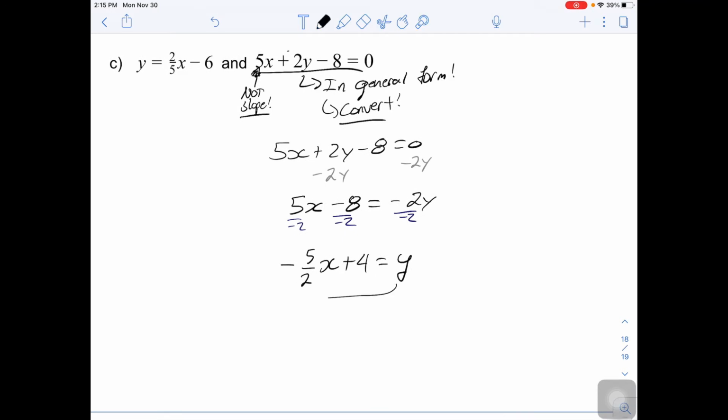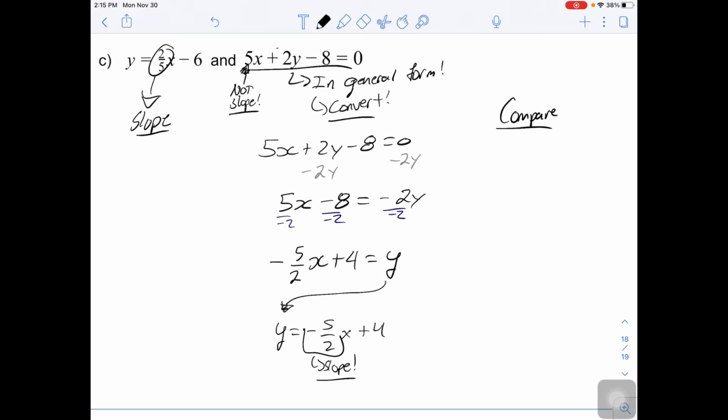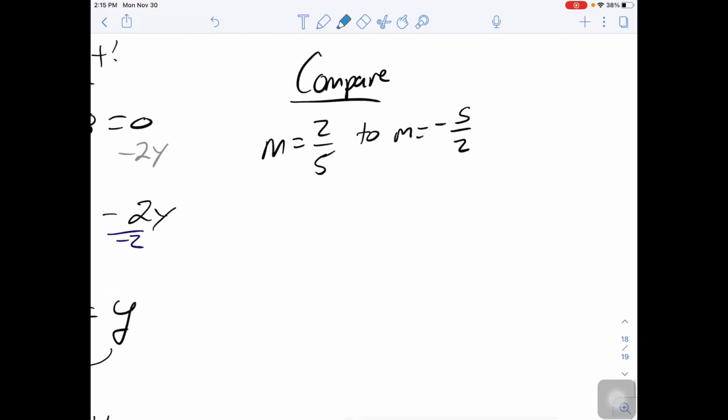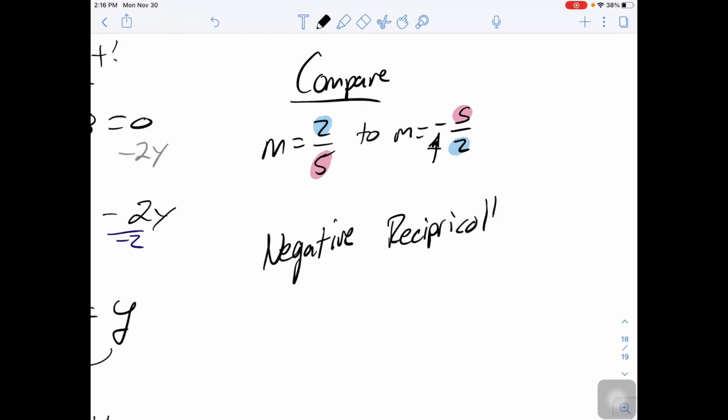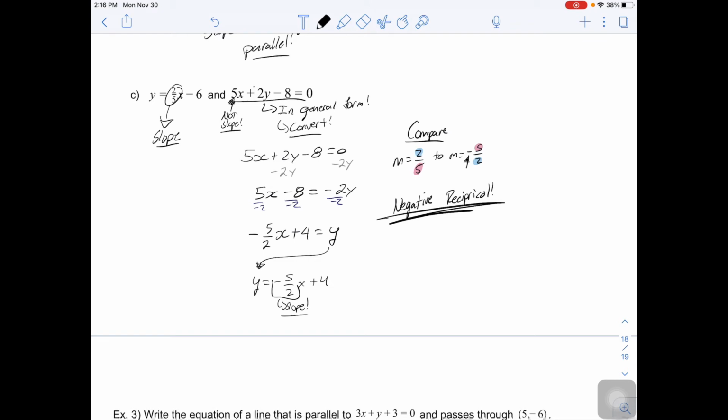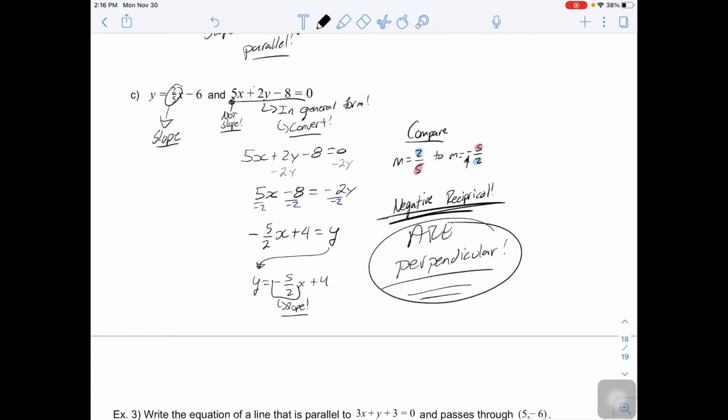Now, remember, our brains like it when our y value is on the left side. So I'm going to make this y equals negative 5 over 2x plus 4. And now here we can really see, here's our slope. On this one, here's our slope. So we're comparing a slope of 2 over 5 to a slope of negative 5 over 2. Well, hopefully you notice here that we have a reciprocal and it's a negative reciprocal. So these are negative reciprocals. And what happens when you have negative reciprocal slopes? That means that these two equations are perpendicular. So there's your solution. Because their slopes are negative reciprocals, you know they are perpendicular.